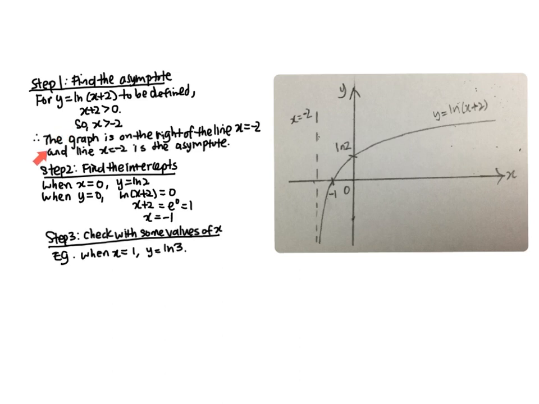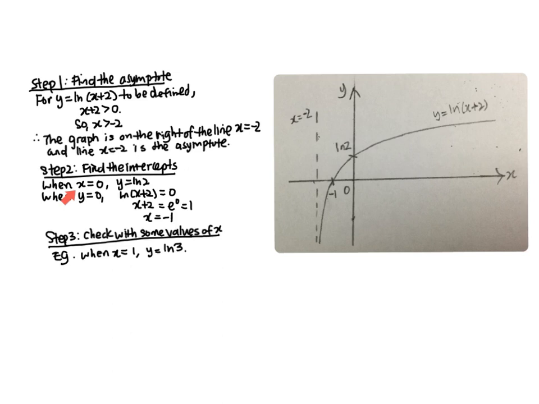Hence, the graph is on the right side of the line x equals negative 2, and the line x equals negative 2 is the asymptote. The asymptote x equals negative 2 does not lie on the axis, so we need to indicate the asymptote x equals negative 2 by a dotted line and label it with its equation x equals negative 2 in the sketch. Step 2. Find the intercepts.